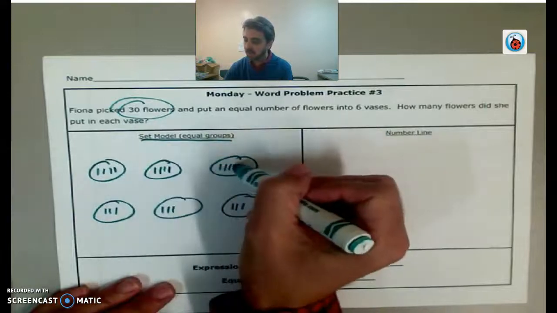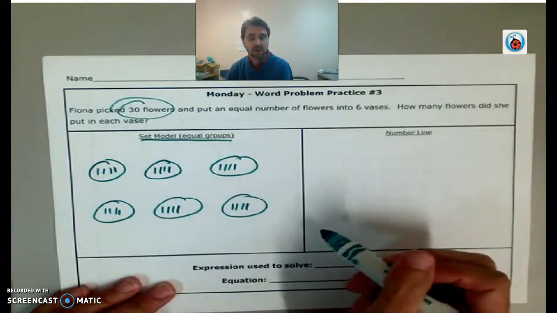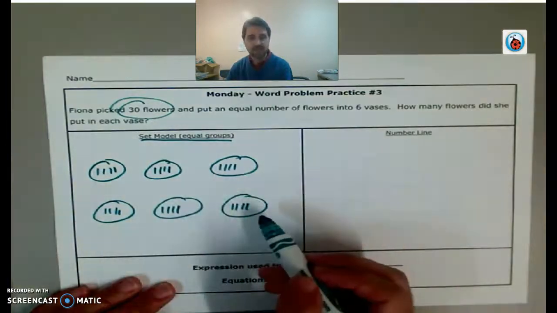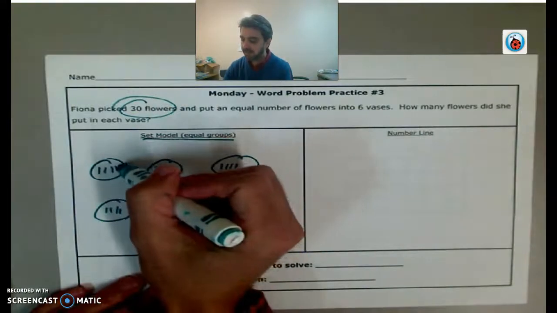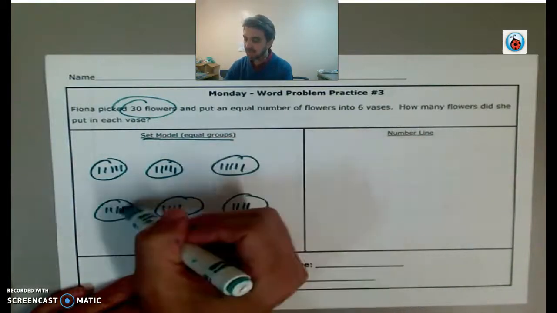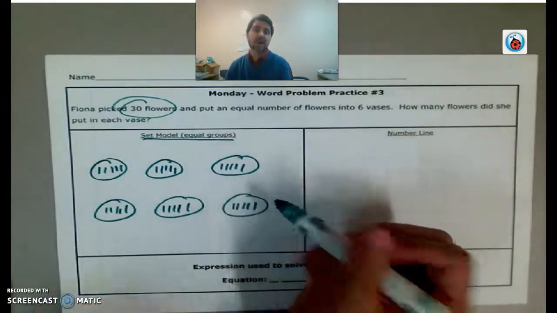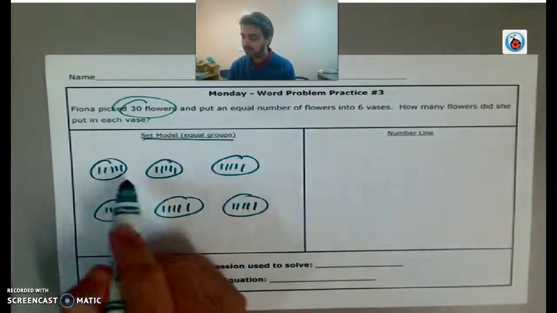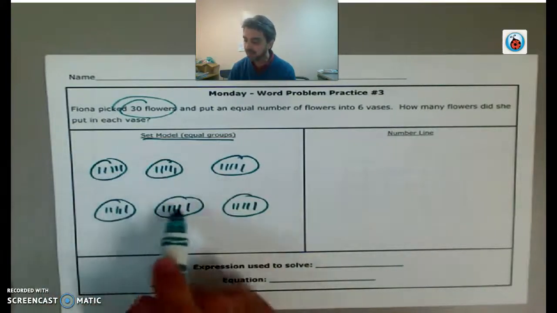19, 20, 21, 22, 23, 24. Okay, I've given 4 to each, and that gets me to 24. But I still have more flowers, so let's keep going. 25, 26, 27, 28, 29, 30. Okay, so now I got to 30, right? And you can see that there are 5 flowers in each vase.